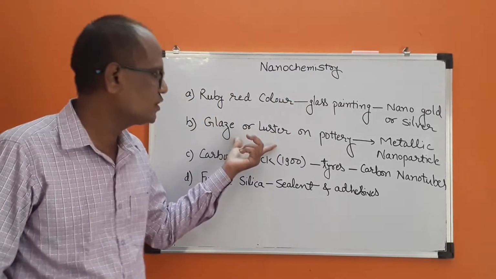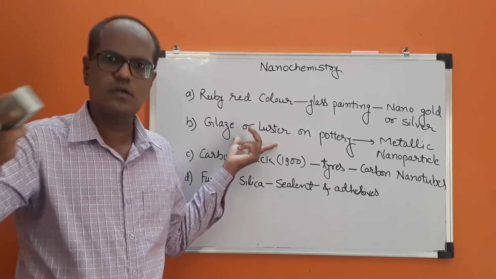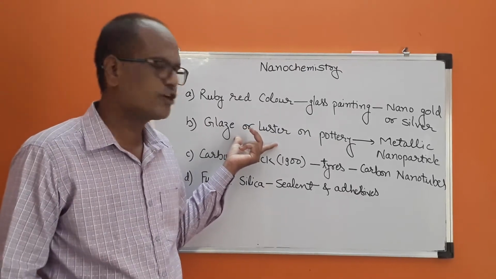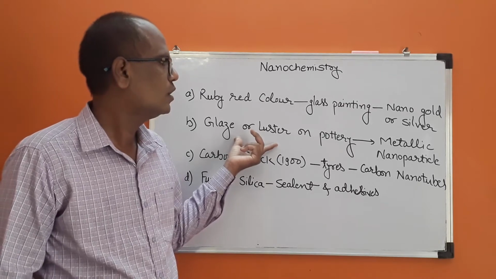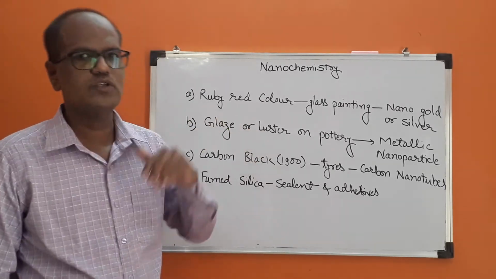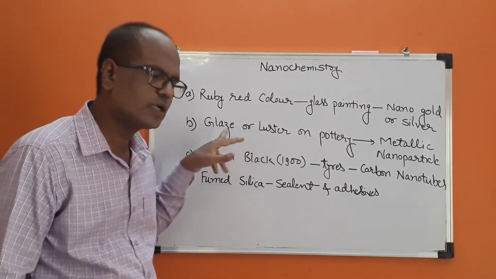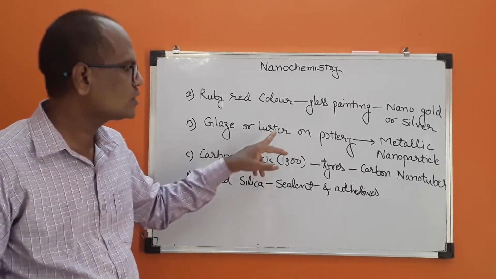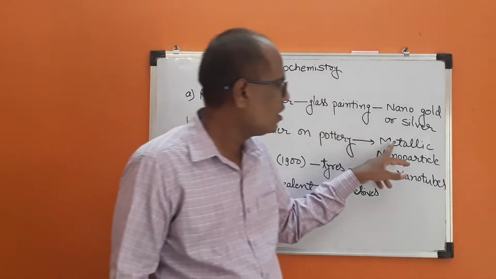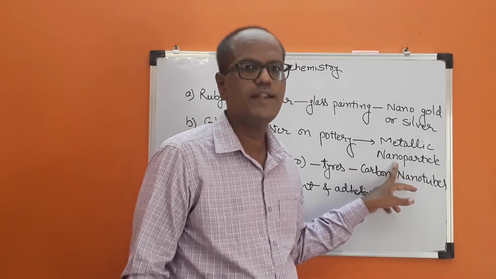Right? Next is in medieval or some ancient pottery, luster was there. And this luster or glaze on the pottery was created with the help of metallic nanoparticles.